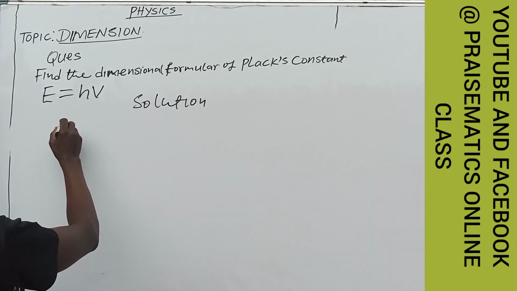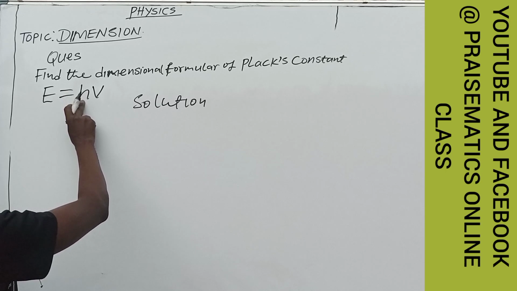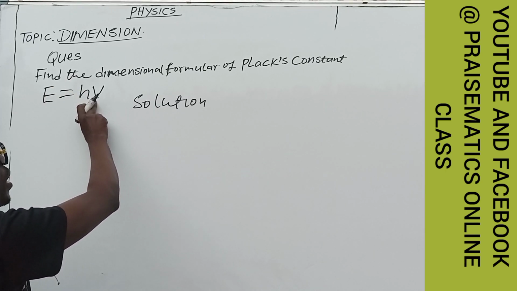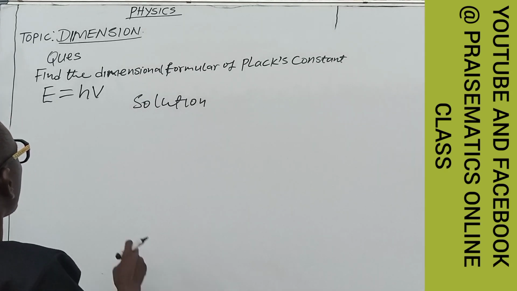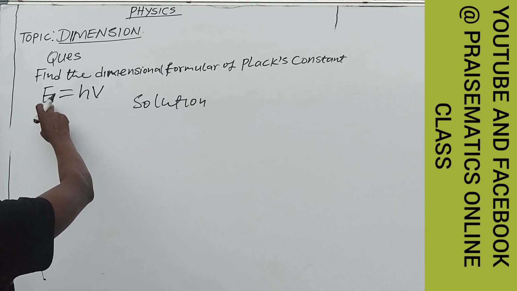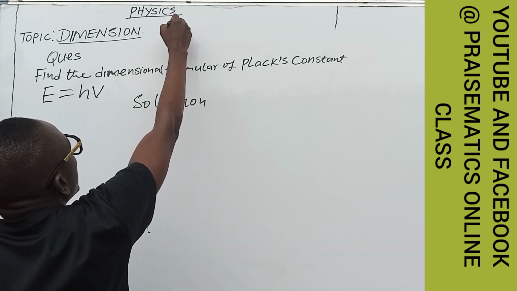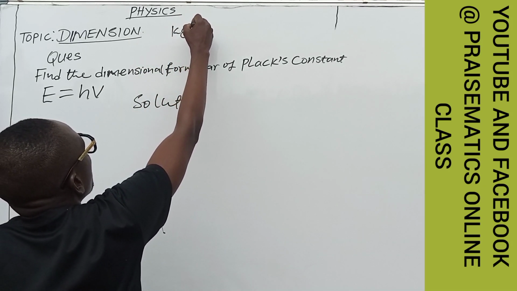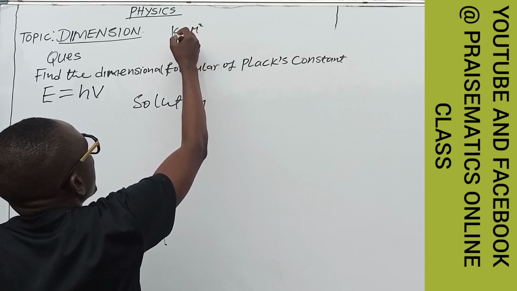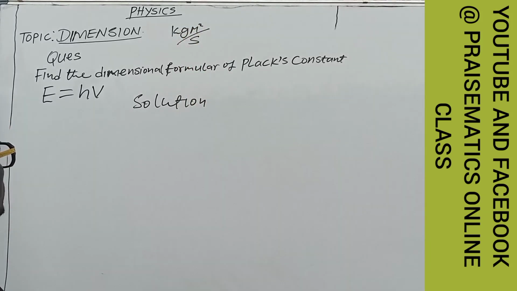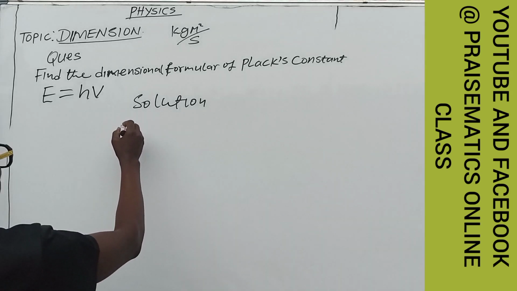Now, h is the Planck constant, E is the energy, and v is the velocity. Energy is measured in joules, and the Planck constant is measured in kilogram meter square per second. Now let's go to the solution.